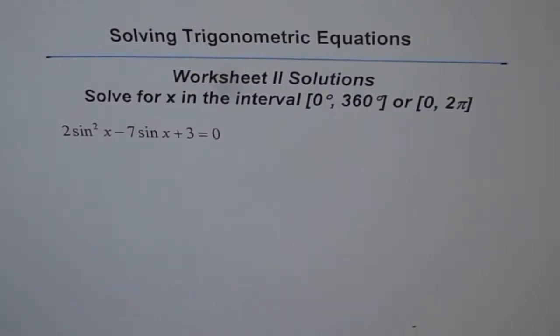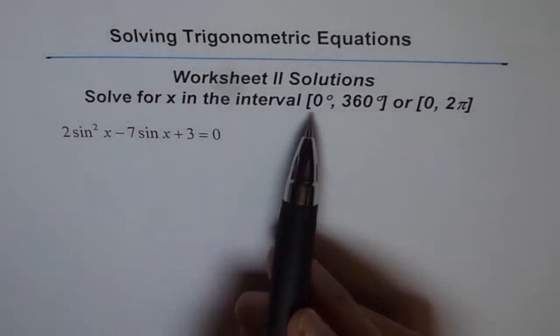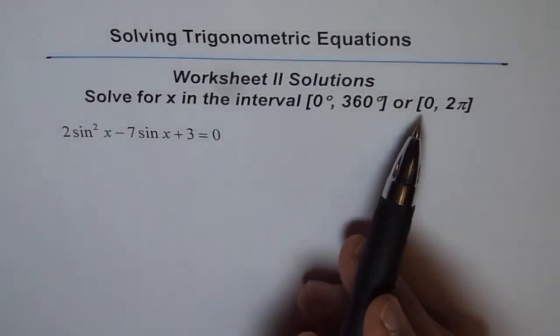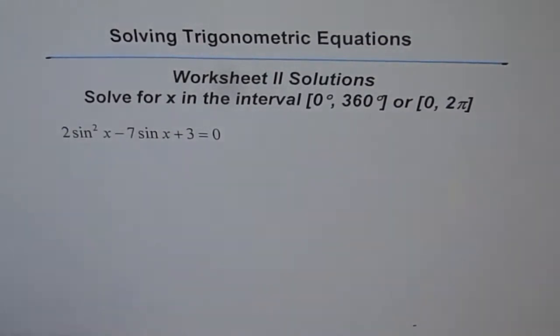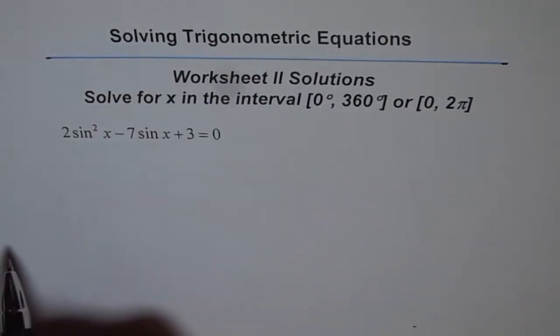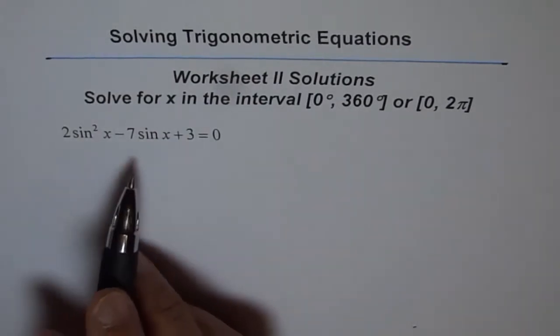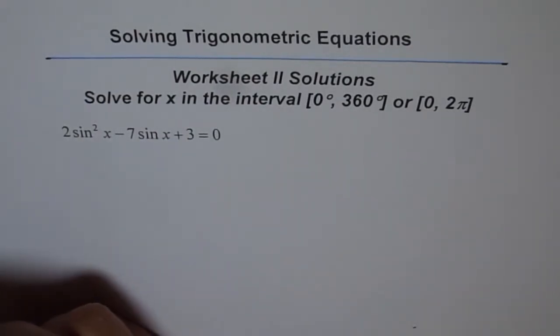Solving trigonometric equation, worksheet 2 solutions. Solve for x in the interval 0 to 360 degrees or 0 to 2 pi. So we have a quadratic equation here in sine. So let's factor this and write it in factored form.